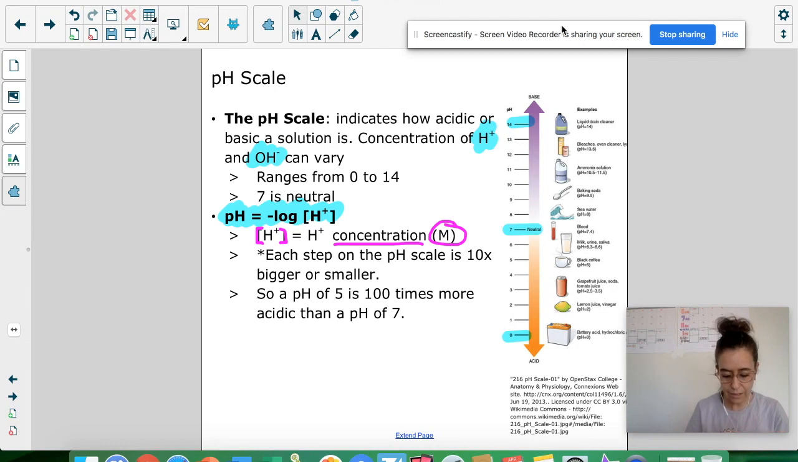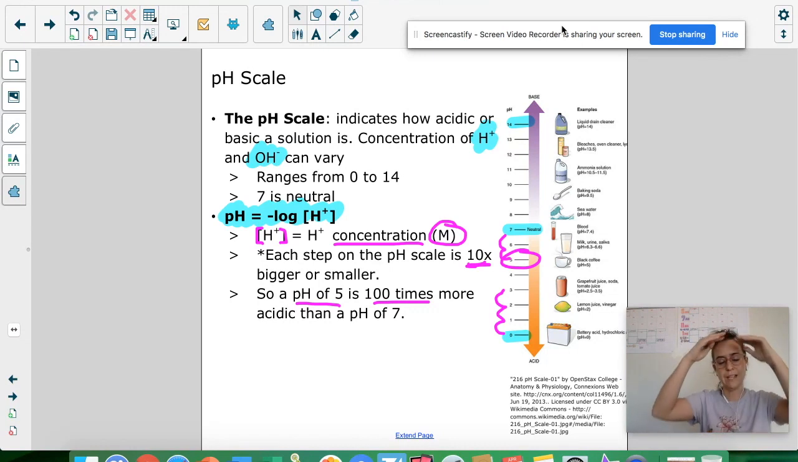In the scale, each step is going to be 10 times bigger or 10 times smaller. So each step that you see here is going to be 10 times higher or 10 times smaller, okay? So for example, a pH of 5 would be 100 times more acidic than a pH of 7, okay? Because there are 2 spots from 5 to 7. So because 5 is 2 spots lower than 7, it's going to be 100 times more acidic, okay? Because remember, when you go down, it's more acidic. When you go up in the scale, it's more basic.